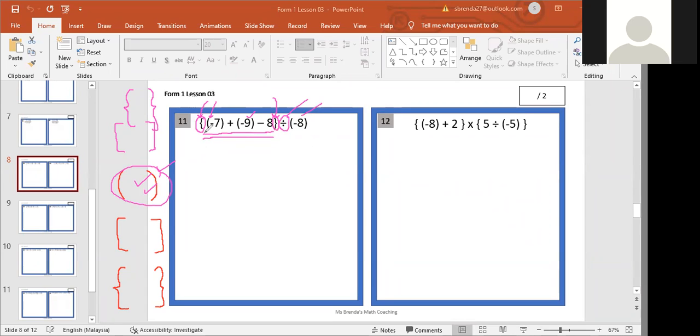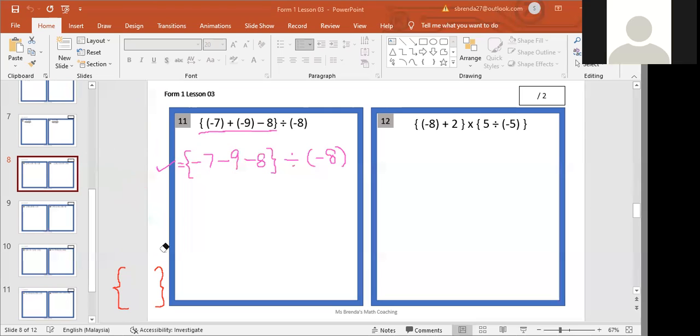So how do you do this? Okay, I'm going to erase all this now. Look, we have got to work out what is inside this bracket first. In other words, -7 plus, okay, I'm going to work it out. So it's not going to be plus. -7 plus -9, followed by a -8. This is what this little bracket is asking us to do first. And then divide by -8. Write it out if you need to. Put an equals.